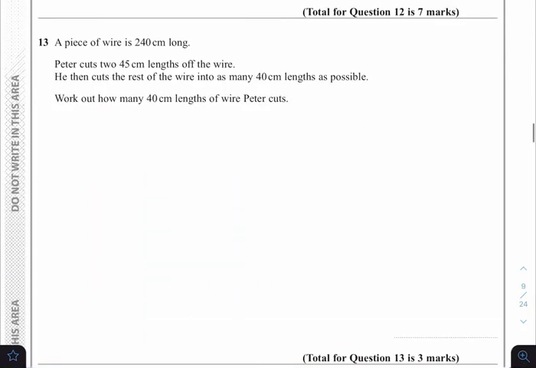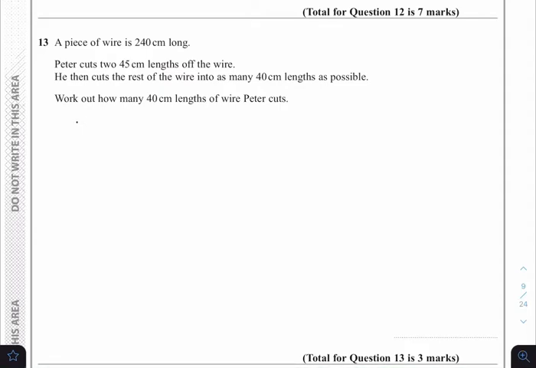So if we just move on to question 13, a piece of wire is 240 centimeters long. Peter cuts 2 lengths of 45 centimeters off the wire, and then he wants to cut the rest of it into as many 40 centimeter lengths as possible. Work out how many 40 centimeter lengths of wire Peter cuts.